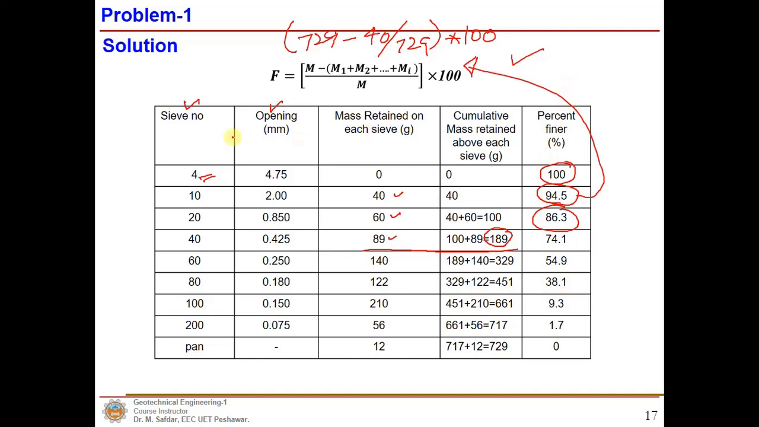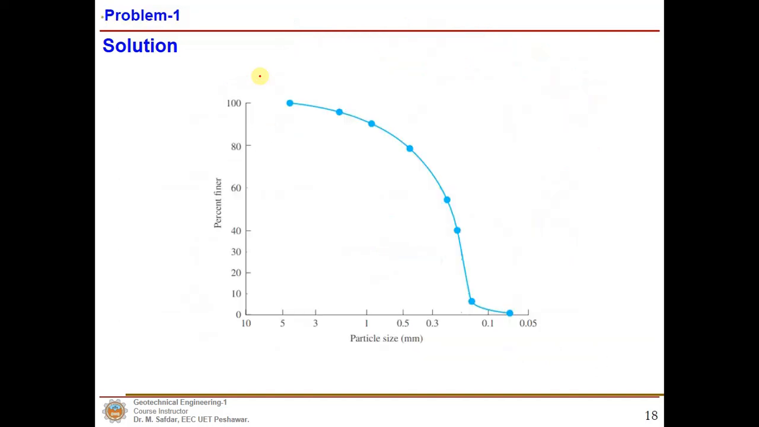So once you get column number 2, 3, 4, 5, column number 5, you can plot column number 5 and column number 2 using Excel. If you plot percent finer on the y-axis and particle size or particle diameter on the x-axis, you will get a curve like this.